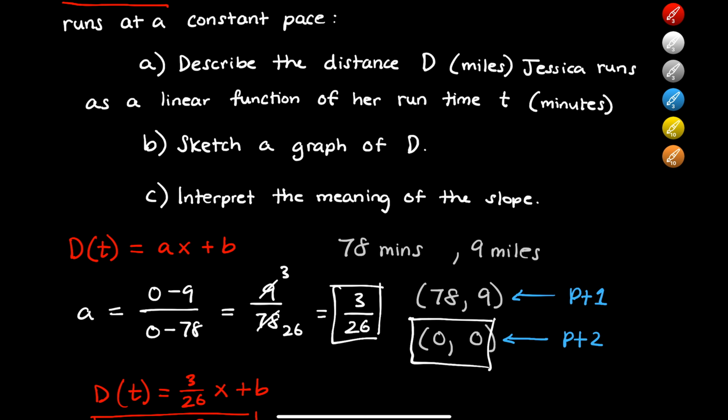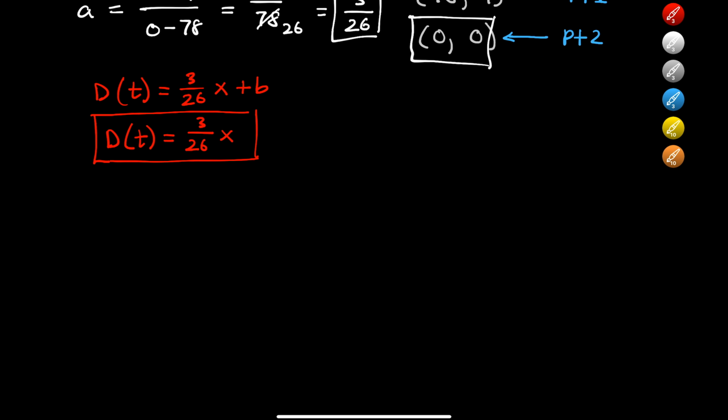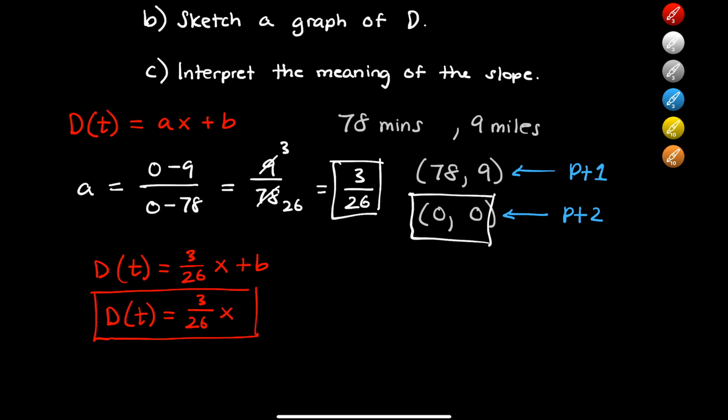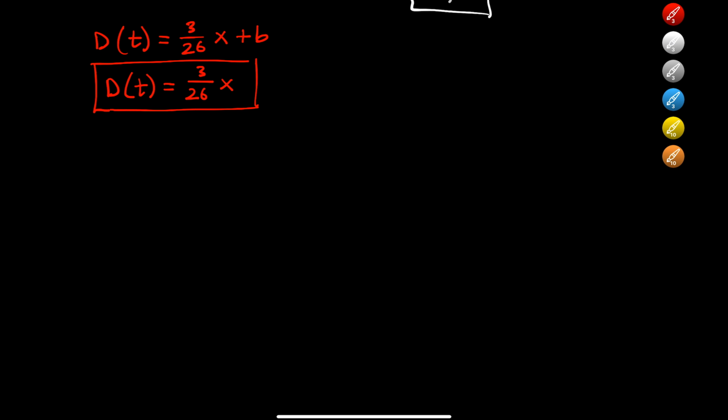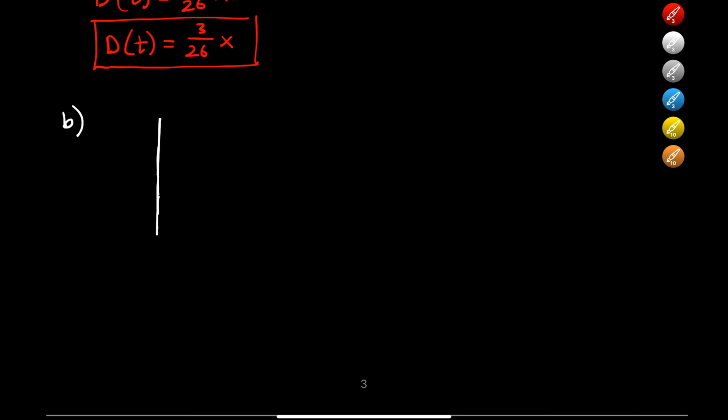And now let's look at b. So it's asking us to sketch a graph of d. So this was a. Now let's look at b. There are no negative values, so I'm only going to draw the first quadrant. I can do better than that. Let's draw a straight line. Okay.